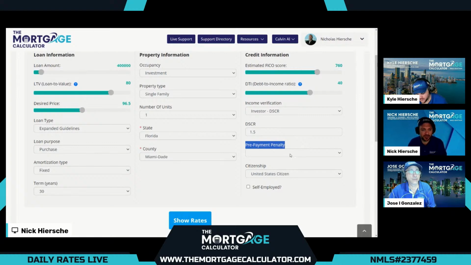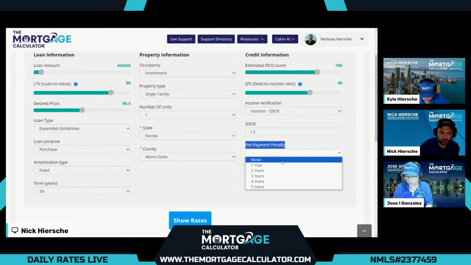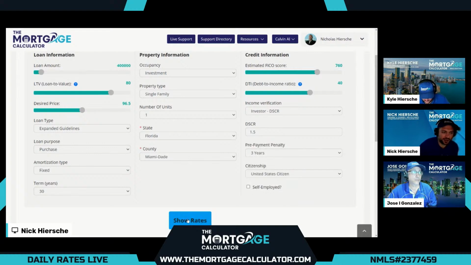And prepayment penalty is standard on a non-QM investment. We'll always choose 3 years for the demo since that's the most common. There are options for no prepay that will limit the programs and cost more. And there are some options for 5 years, which saves some money, but does limit what shows up. Since 3 years is most common, that's what we always pull here in the demo.